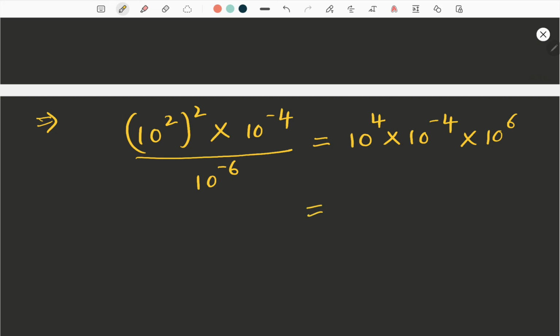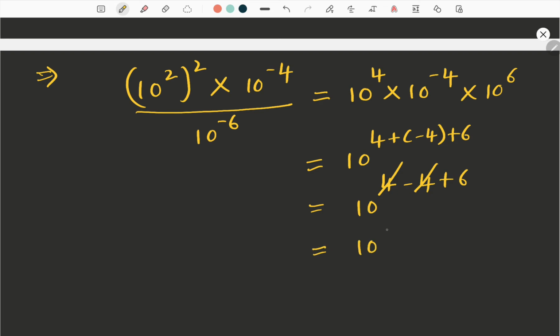Now, afterwards 10 to the power 4, then plus of minus 4, then plus 6. Look at this. Very beautiful, right? So again you are going to use this x to the power m into x to the power n into x to the power a, something like that. So you are going to add all these powers, all the bases are same, no? So it becomes 10 to the power 4 minus 4 plus 6. Plus 4 minus 4 get cancelled and you are going to get 10 to the power 6.